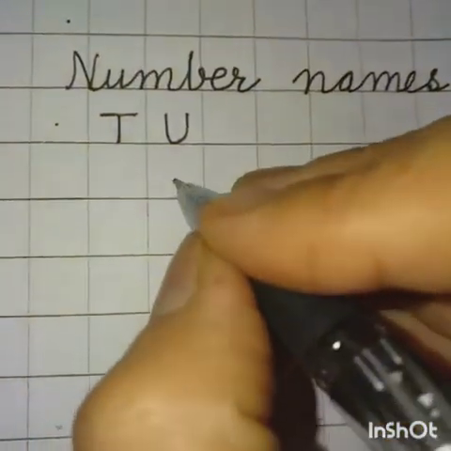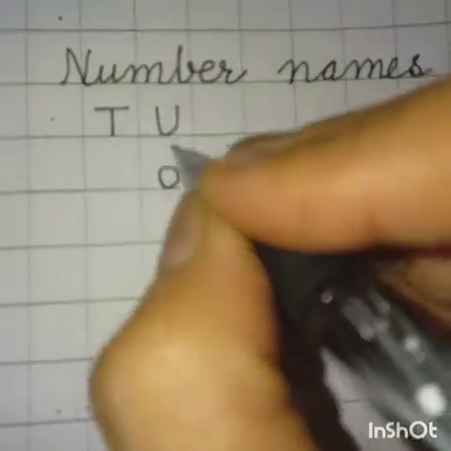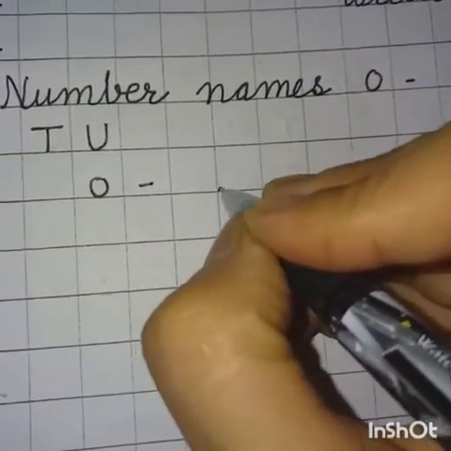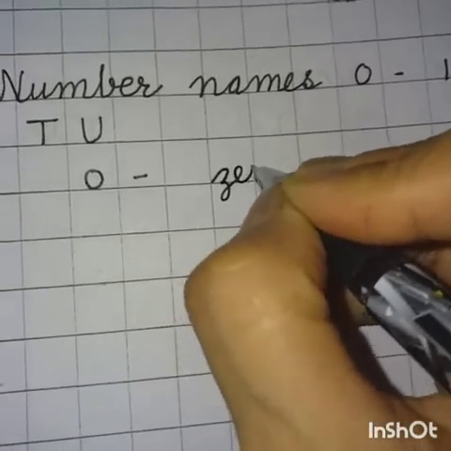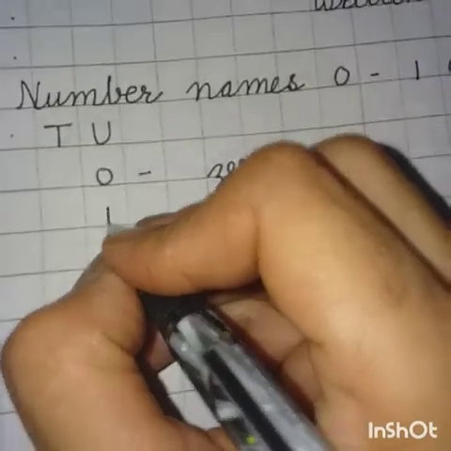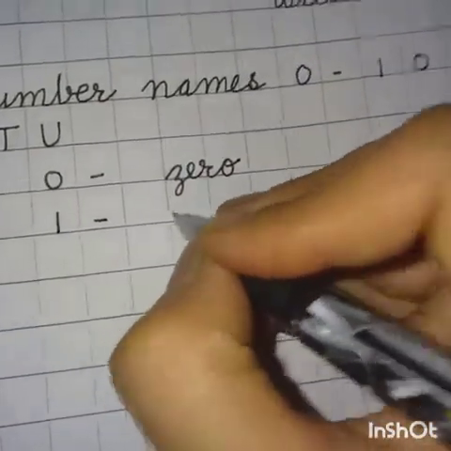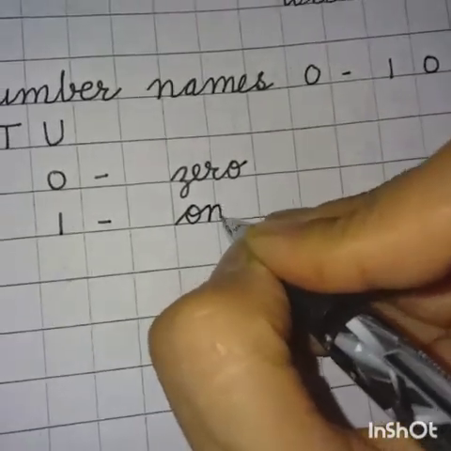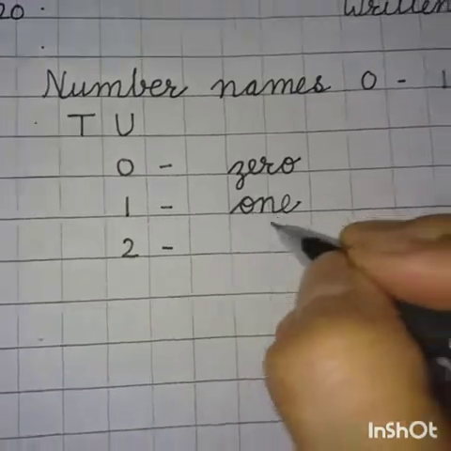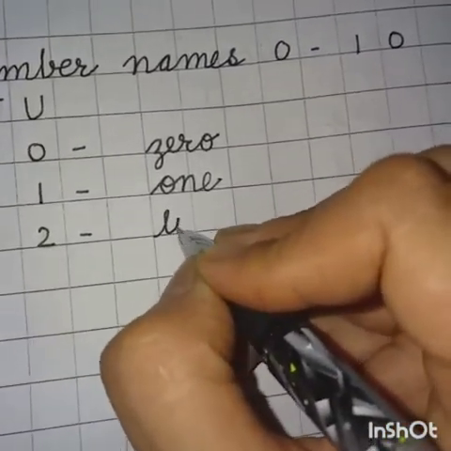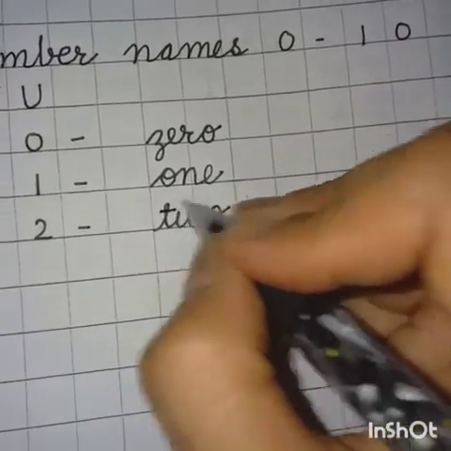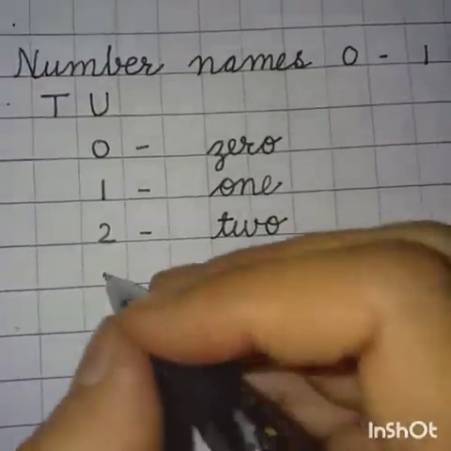Now first we will write 0 under unit side, dash, spelling of 0, Z-E-R-O, 0. 1, dash, O-N-E, 1. Number 2, dash, T, W, make a tail, then make O, cross the T. T-W-O, 2.